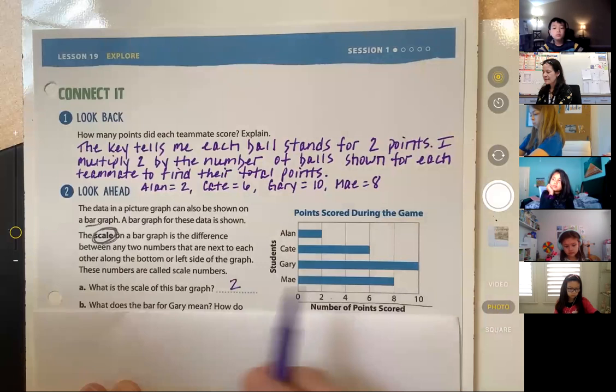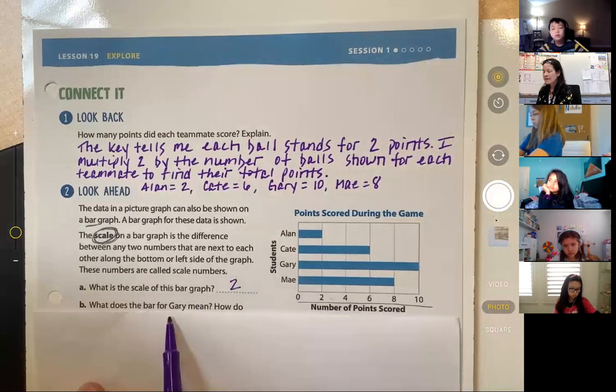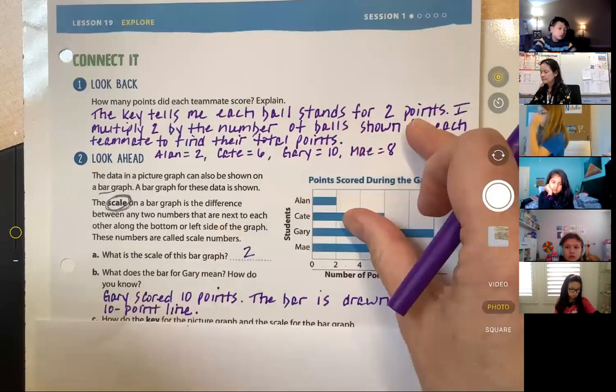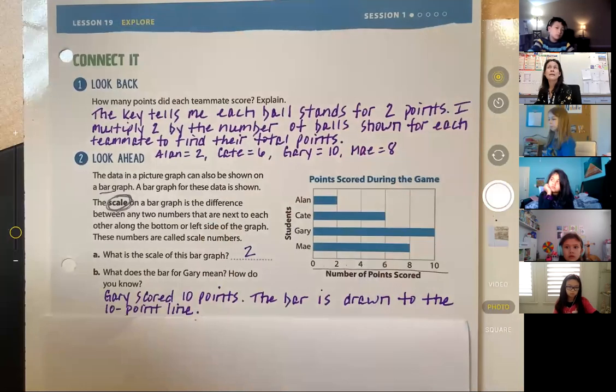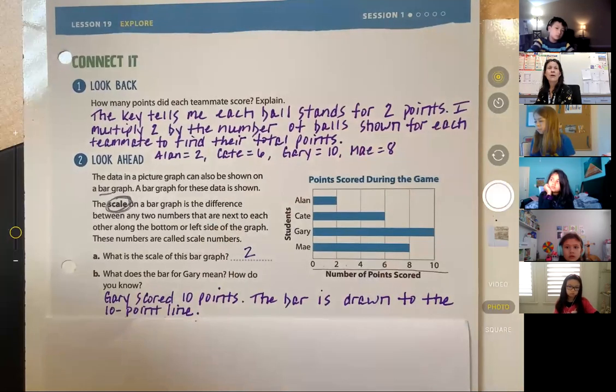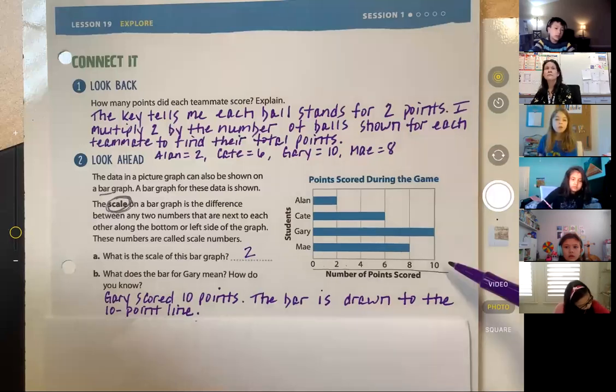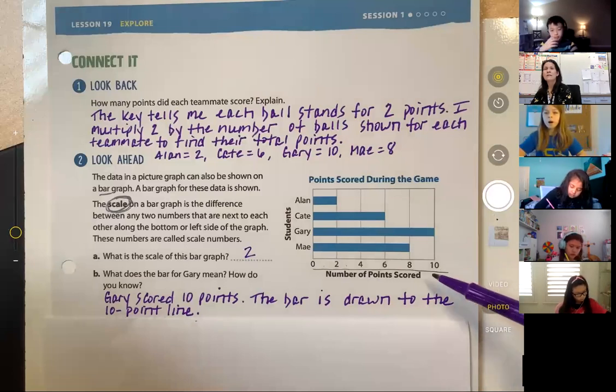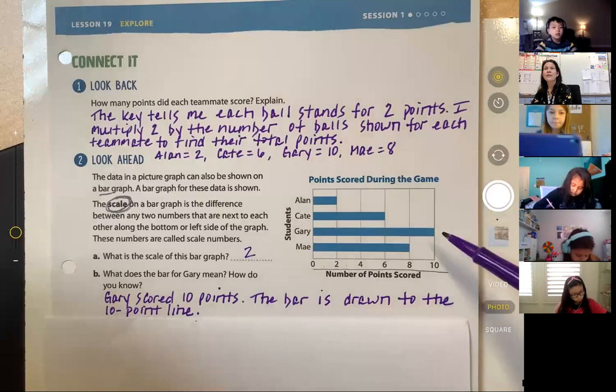And in question B, it's asking, what does the bar for Gary mean, and how do you know? What does it mean? Gary scored 10 points. The bar is drawn to the 10-point line. Again, Gary scored 10 points, and that bar is drawn to the 10-point line. The difference being, of course, the picture graph had Gary with 5 basketballs next to his name.